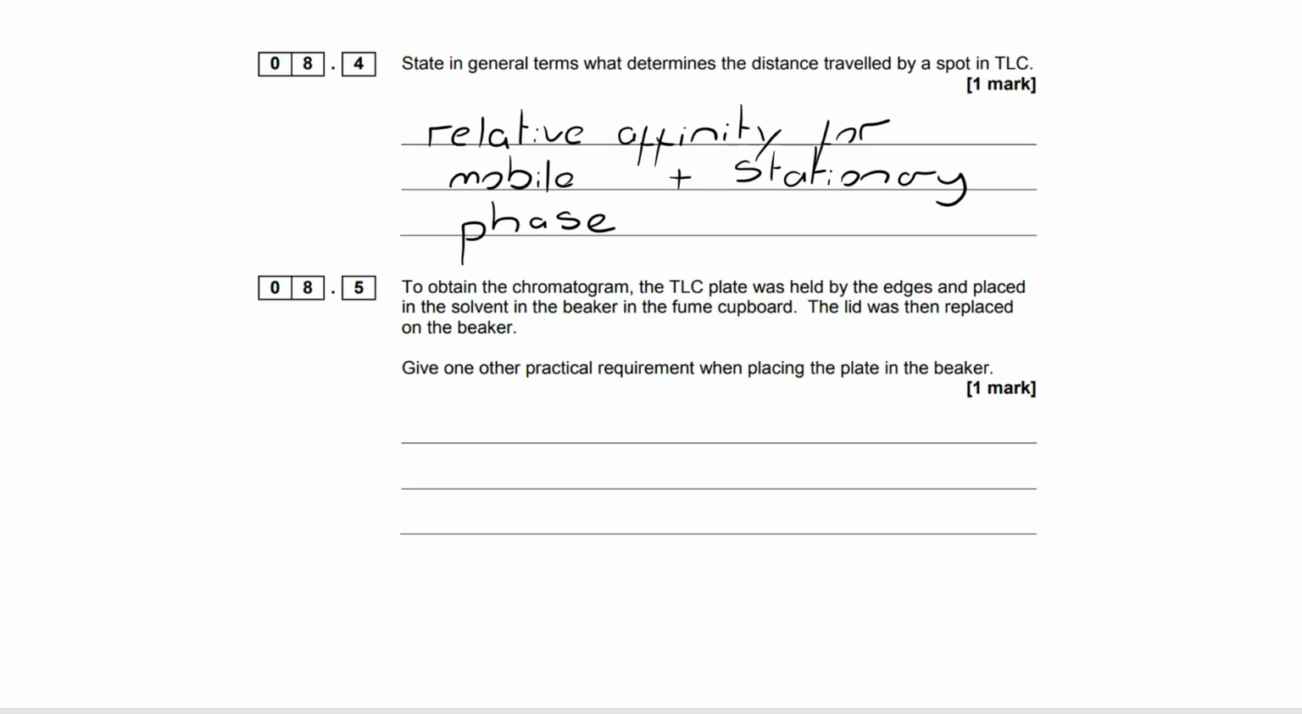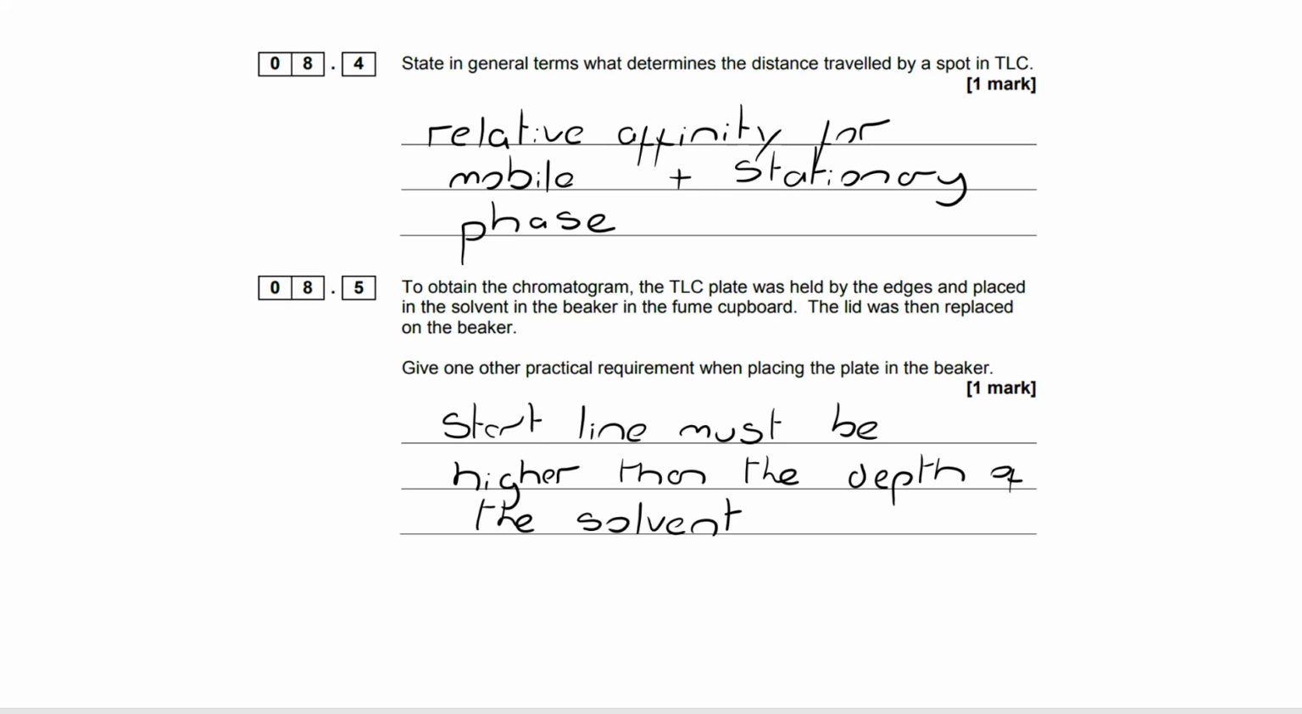For 8.5, to obtain the chromatogram, the TLC plate was held by the edges and placed in the solvent in the beaker in the fume cupboard. We then placed the lid on the beaker. One other practical requirement when placing the plate in the beaker. The most fundamental thing here is that the start line must be higher than the depth of the solvent. Why? Because if your sample that you're testing is on a line that's below the depth of the solvent, it's just going to dissolve into the solvent rather than get carried up the paper. The paper is soaked through.